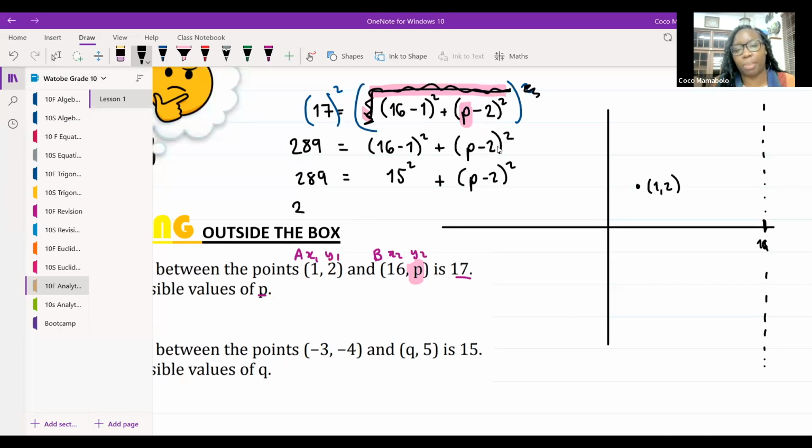Everybody just answered the poll. 289 is equal to 225 plus. Now, I'm going to take you guys back to algebra. If this whole thing is squared, what I'm actually doing is multiplying the same bracket by itself. So I'm actually going to have (p minus 2)(p minus 2). And then I just have to do the FOIL method. By now we all know the FOIL method. Top, bottom, and we will get the answer. And what we're actually going to be solving for, guys, is a quadratic equation.